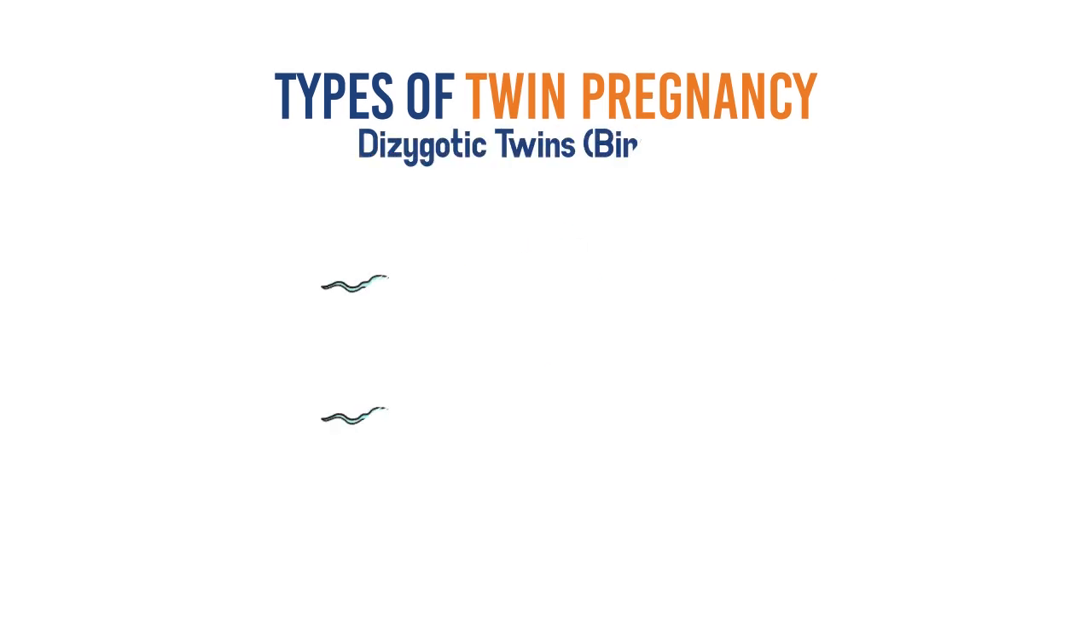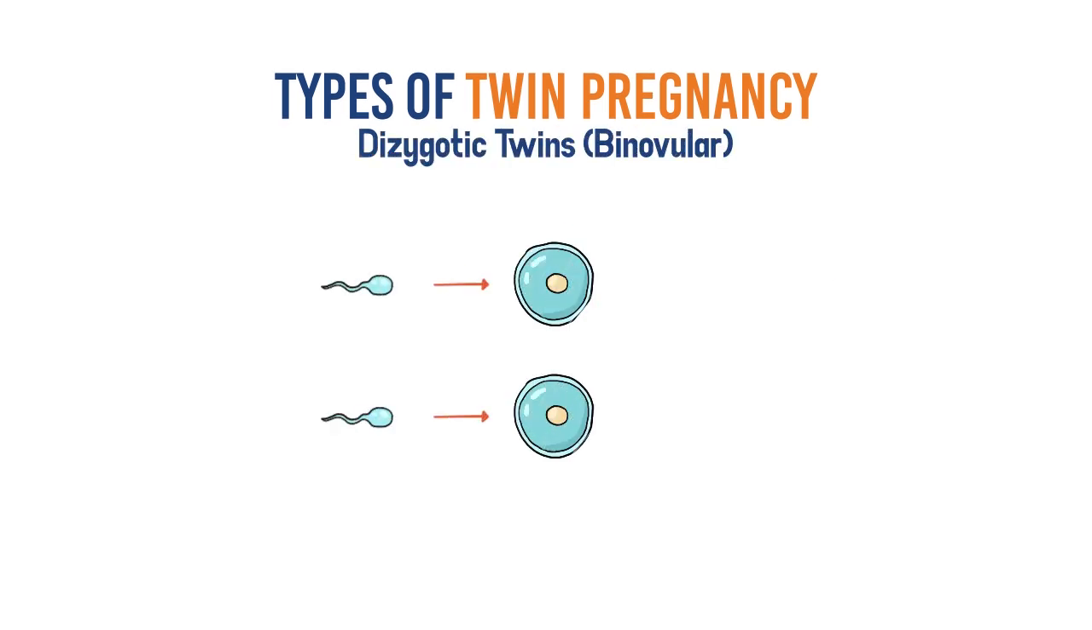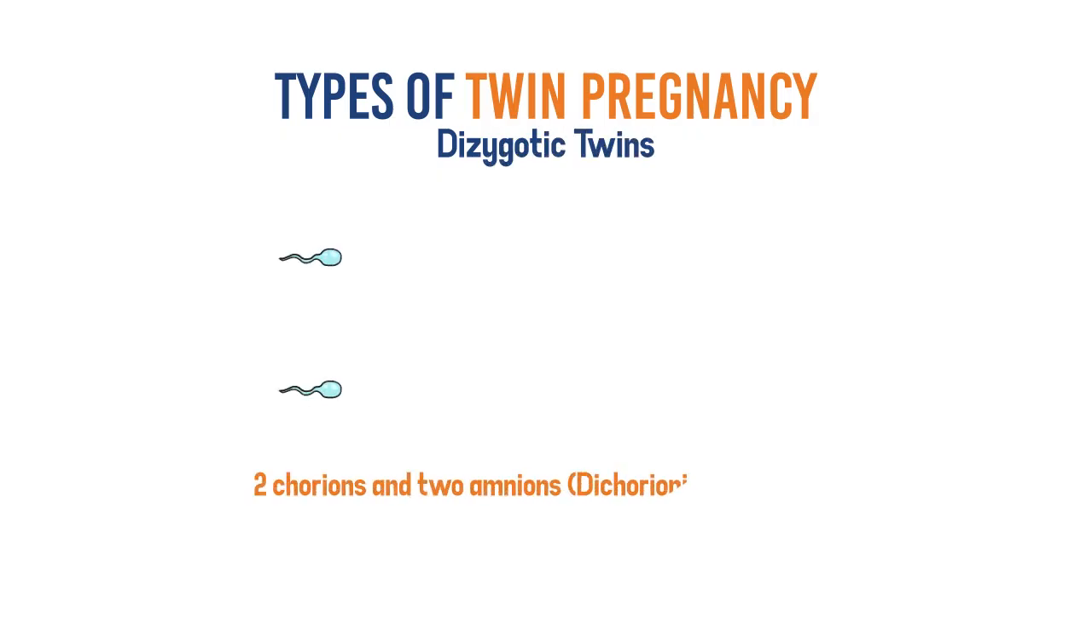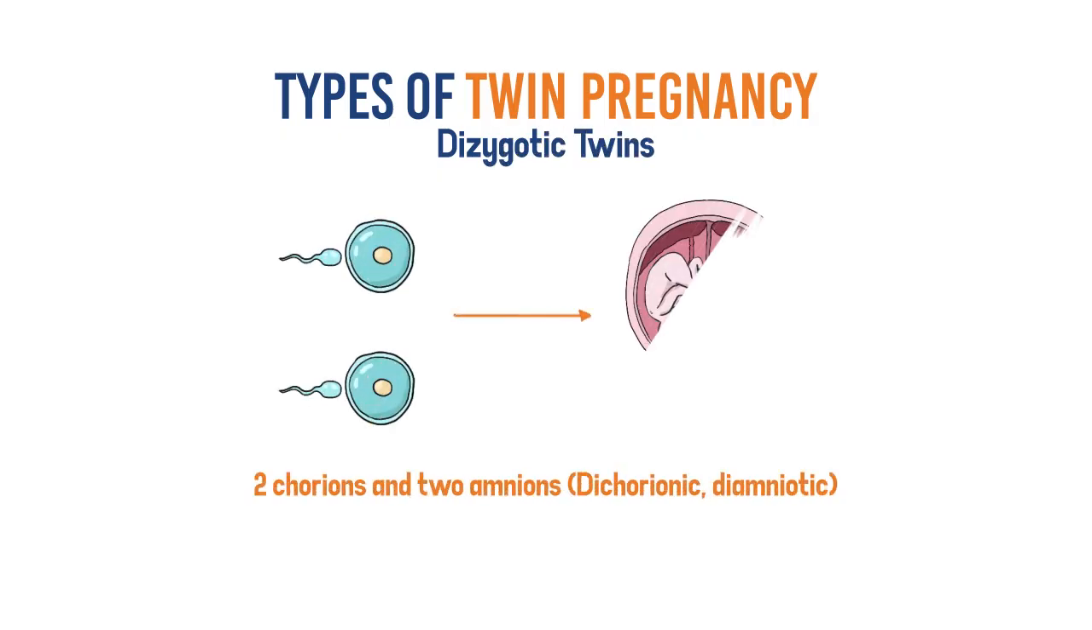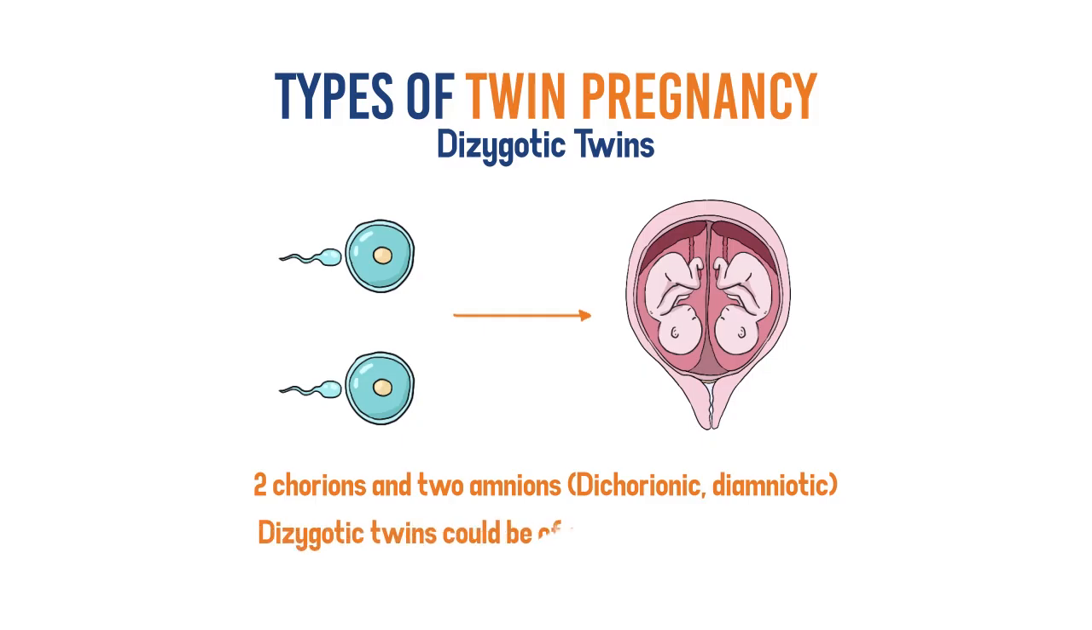When 2 different zygotes are formed by simultaneous fertilization of 2 eggs by 2 sperm, they will be made up of different genetic material and are called dizygotic twins or non-identical twins. When 2 ova are fertilized, 2 chorions and 2 amnions may be formed. Dizygotic twins could be of the same or different sexes.